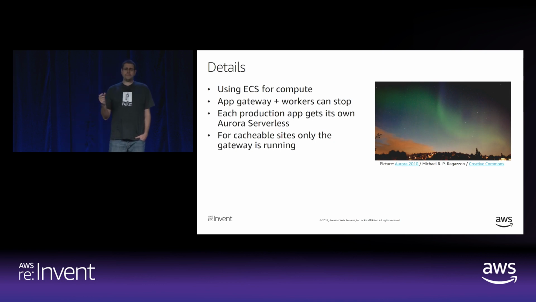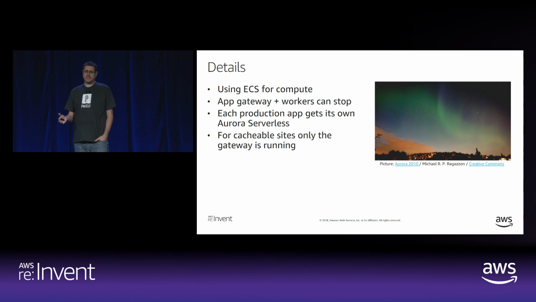So you want those pieces to be able to stop, which is really easy with Docker. You can just manage the lifecycle, stop the service when it's not used, and have something to start it back up. But it's much harder in the standard database world to do that. So the way we work it is each production application gets its own Aurora Serverless instance. And then the non-production applications are in a multi-tenant setup.